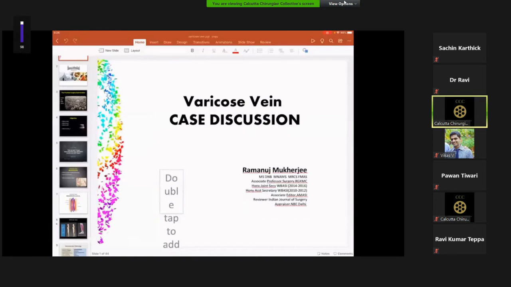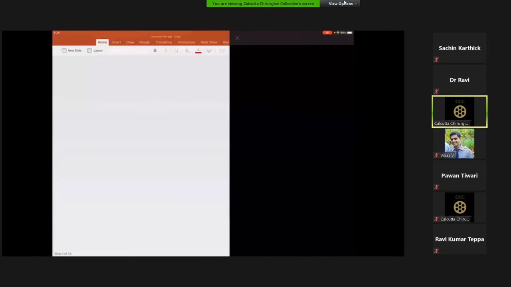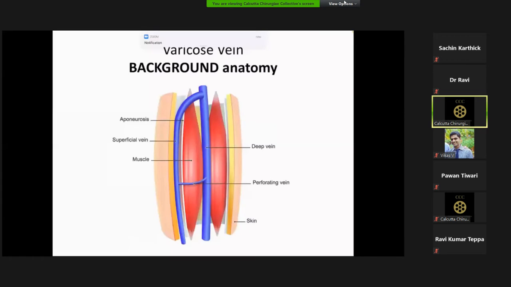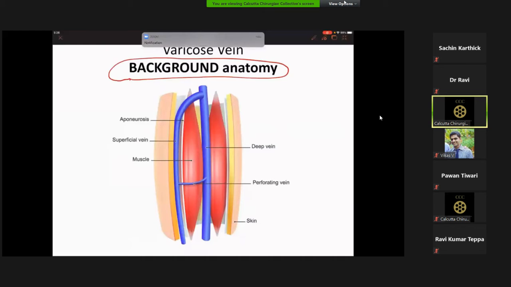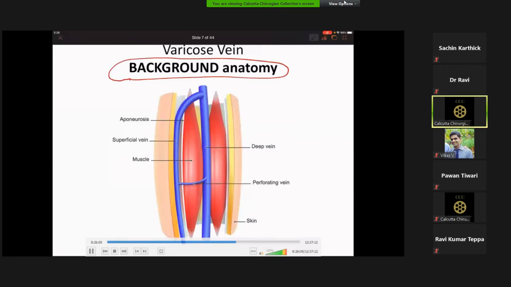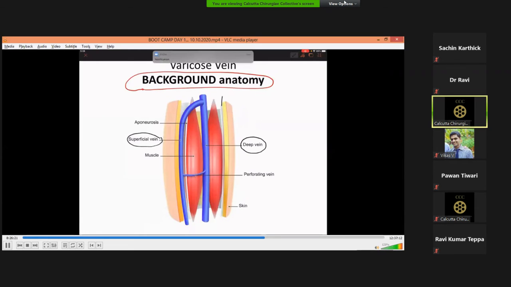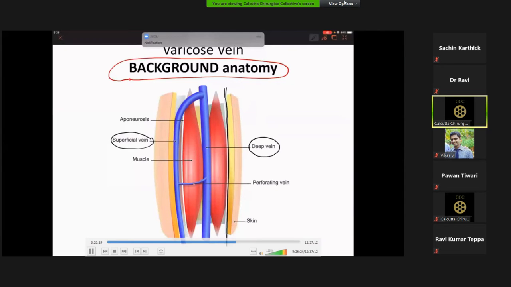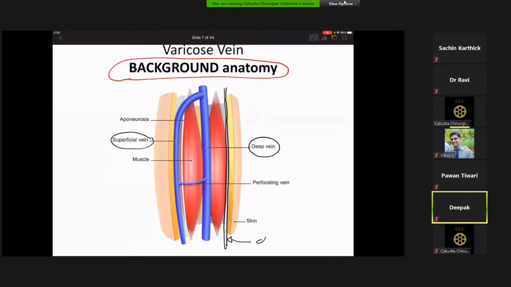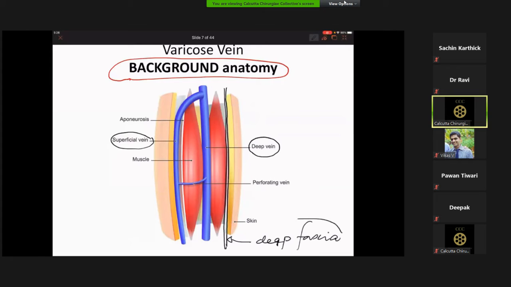Right, okay, guys. So to start the story, the background anatomy of the system in varicose veins always starts with understanding that the system of veins in the lower extremity contains a deep vein and a superficial vein. The deep and the superficial systems are named based on their location in relation to the deep fascia. So this is the deep fascia, which is in relation with these structures.